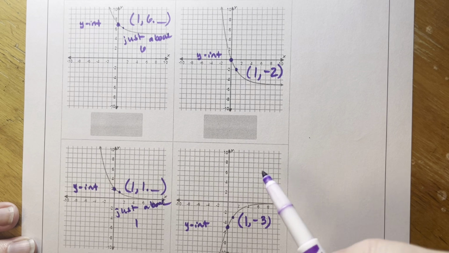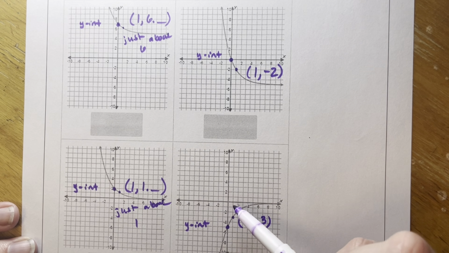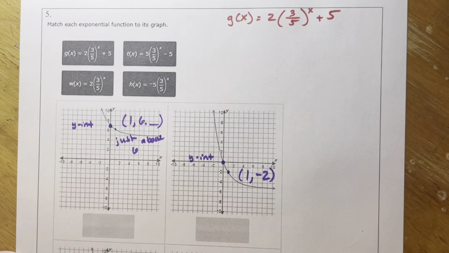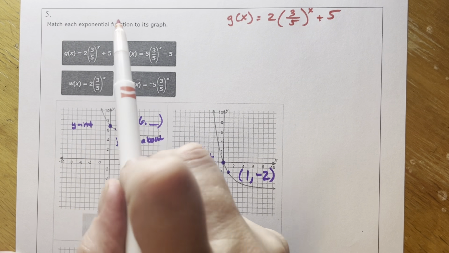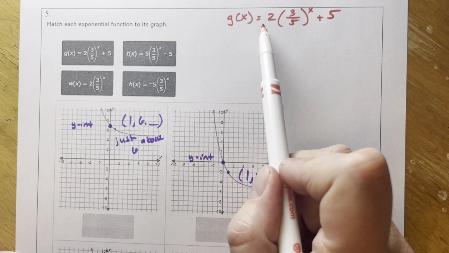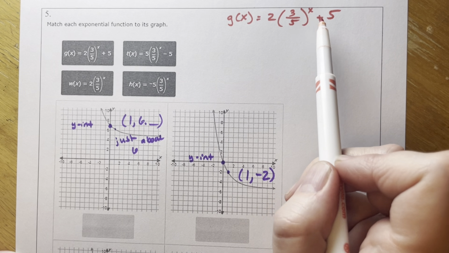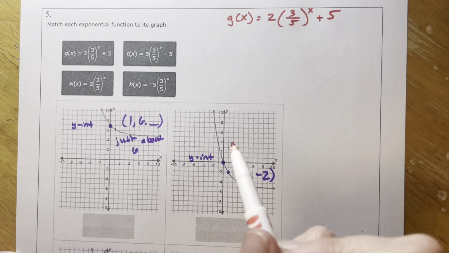It's just right above it. And then on our fourth graph, we see that when x is equal to 1, we again have nailed a coordinate point, and this time at -3. Looking at our first exponential function of g of x, that's equal to 2 times the quantity of 3/5 to the x power plus 5, let's get started.